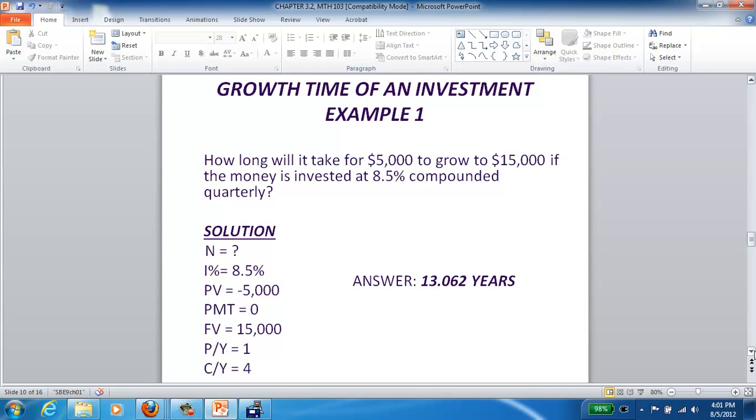Compounding periods is 4. Why? Because it's compounded quarterly. So N is the unknown. You can use the graphing calculator and then your answer is going to be 13.062 years.